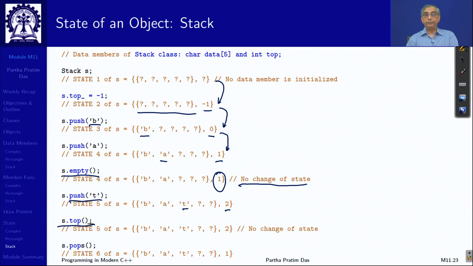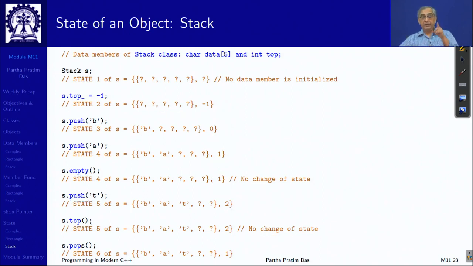Then again we check top, we get the value of top. You have seen this earlier in the reverse string and so on. When I get that, I am just reading this value of top, and I am not changing anything in the array or in the top. So again there is no change of state. These two, empty and top, do not change the state. You remember that when I did the global function style, I passed the stack to these two functions as a constant reference, whereas for push and pop, I had to pass them as a non-constant reference because they change the state. That is the basic idea.